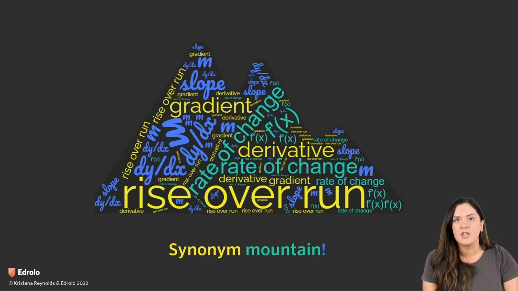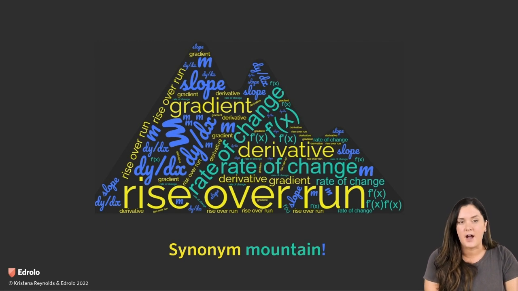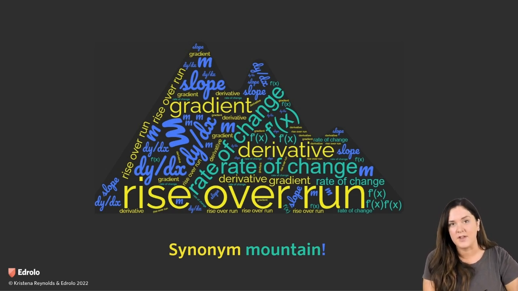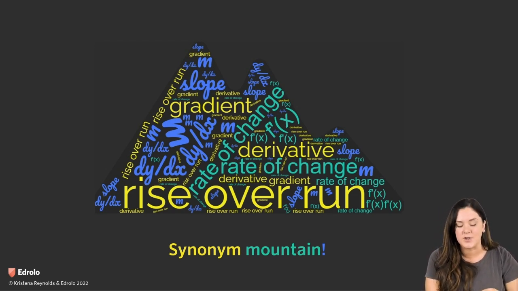So previously you would know the gradient as m from our equation of straight lines, so y = mx + c. You also know it as rise over run, or the change in y over the change in x. We'll also be referring to it as the derivative, or the rate of change, or the instantaneous rate of change, or the average rate of change, or even f'(x) or dy/dx. So there's quite a few different terms there. So keep this in the back of your mind so that you know when we're talking about the gradient or the slope or f'(x), the derivative, the slope, it all means the same thing.